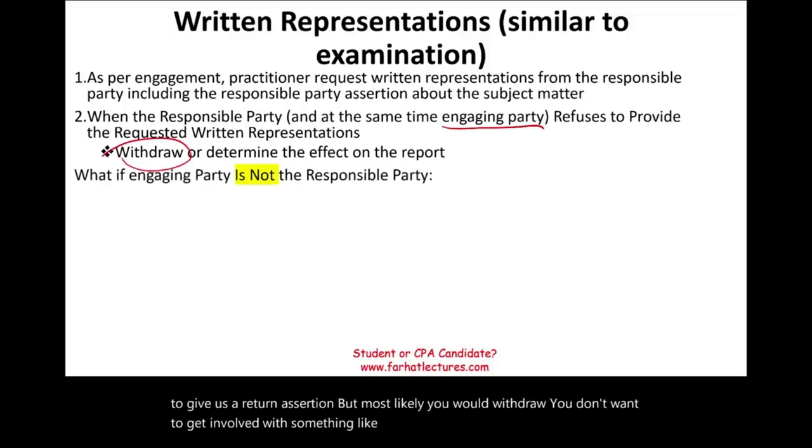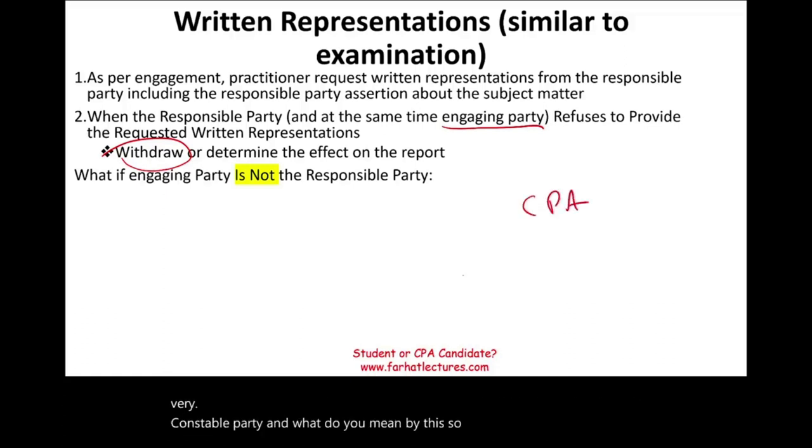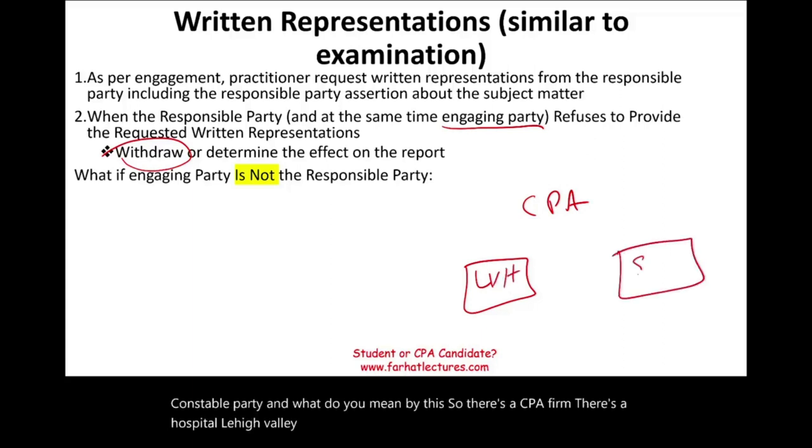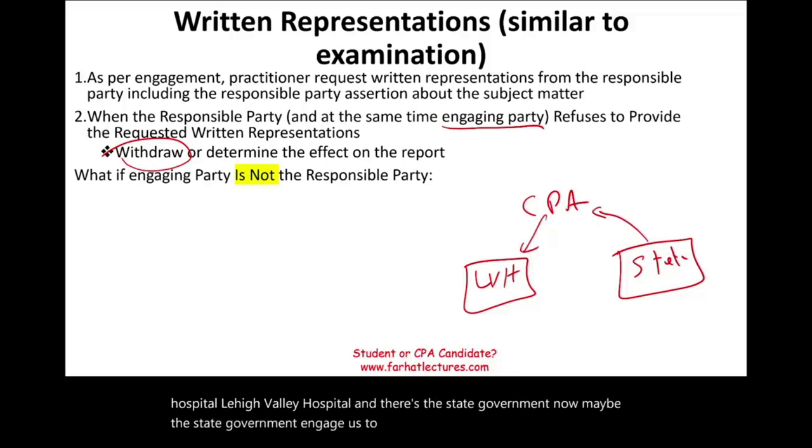If the engagement party is not the responsible party, and what do we mean by this? So there's a CPA firm, there's a hospital, Lehigh Valley Hospital, and there's the state government. Now, maybe the state government engages to report on the billing process of the hospital. Well, the state is the engagement party, and the Lehigh Valley Hospital, because we are trying to get an agreed upon procedures about their billing cycle, is not the responsible party.